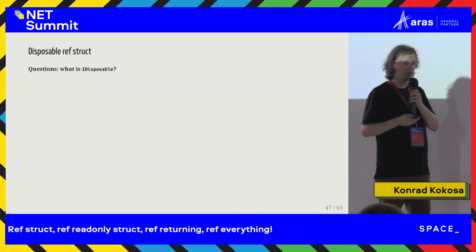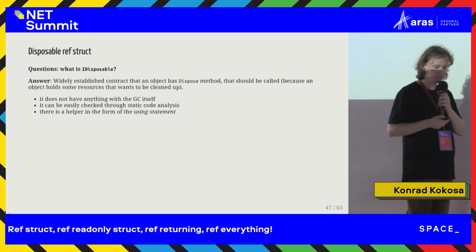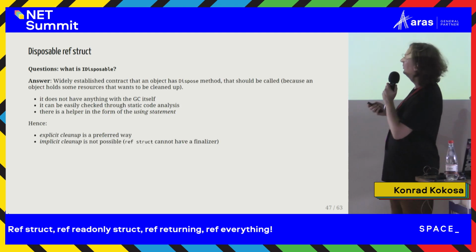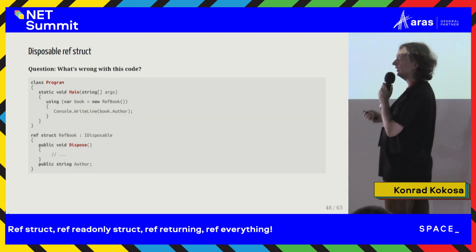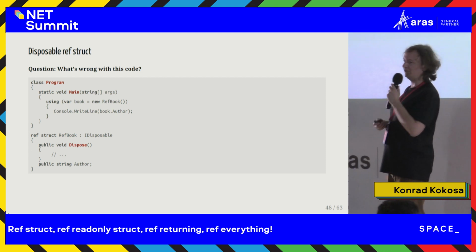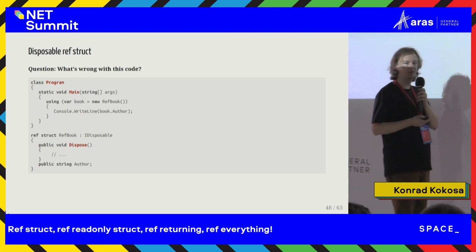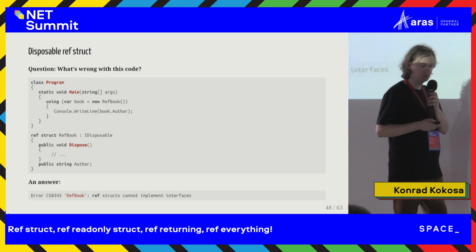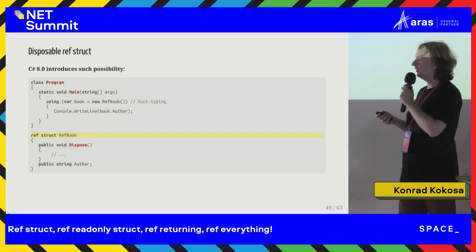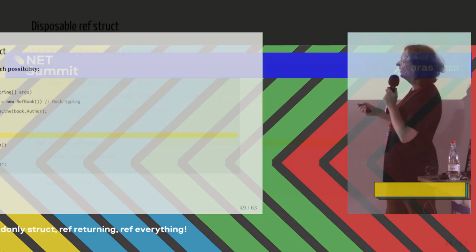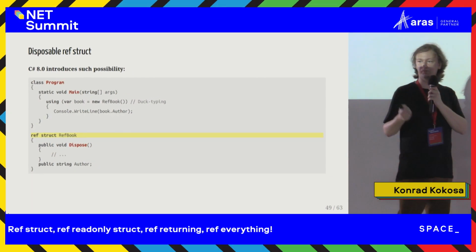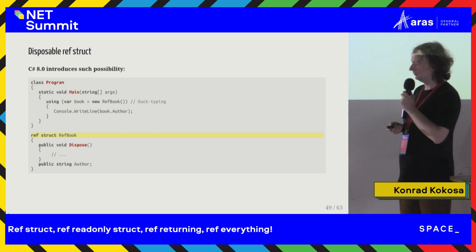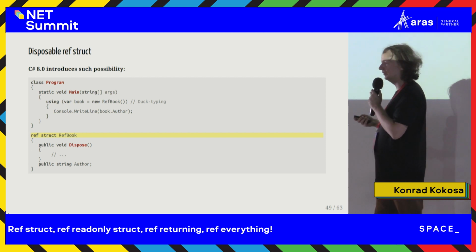We also have something like disposable ref structs. We have this problem here: we would like to have a ref struct which implements IDisposable to be used by using, but ref structs cannot implement interfaces, as we said. So the decision was quite simple. If there is a Dispose method inside the ref struct, it is okay for the C# compiler, and it can be used inside a using clause. It is just enough. It doesn't need to implement IDisposable, and it works like that since C# 8.0.